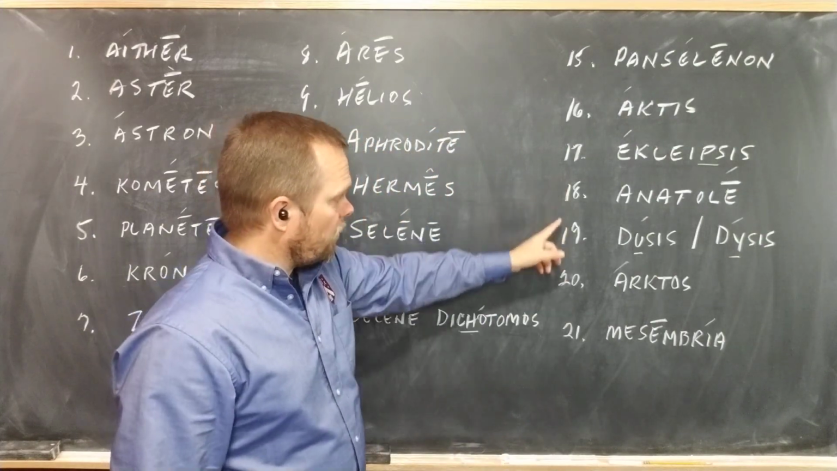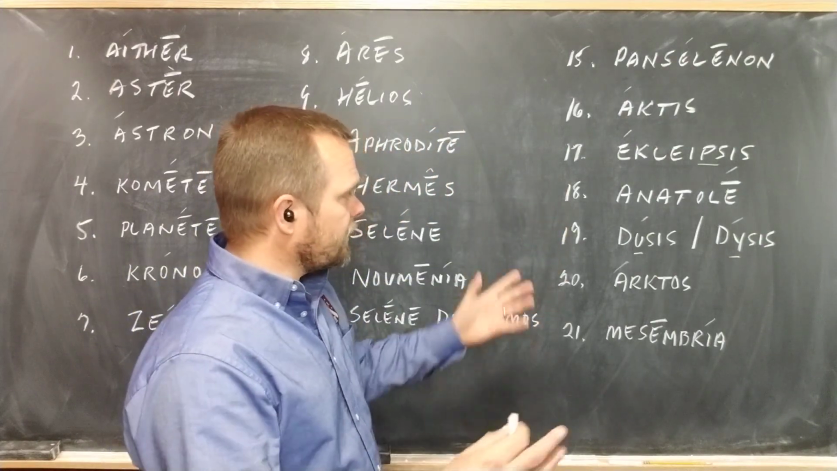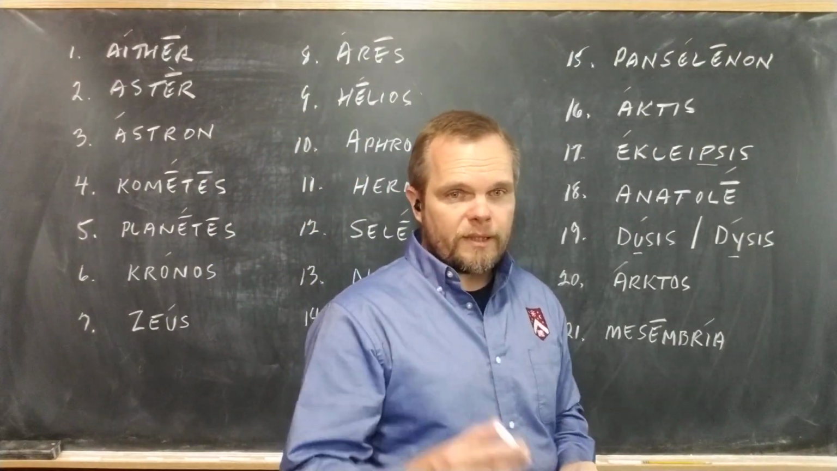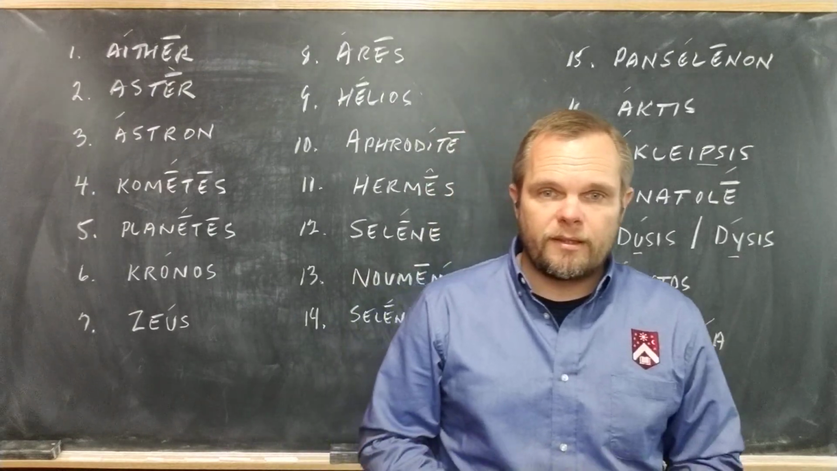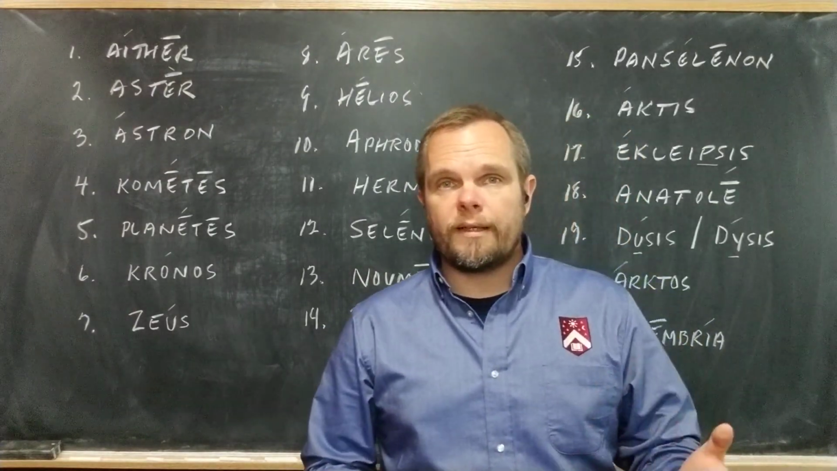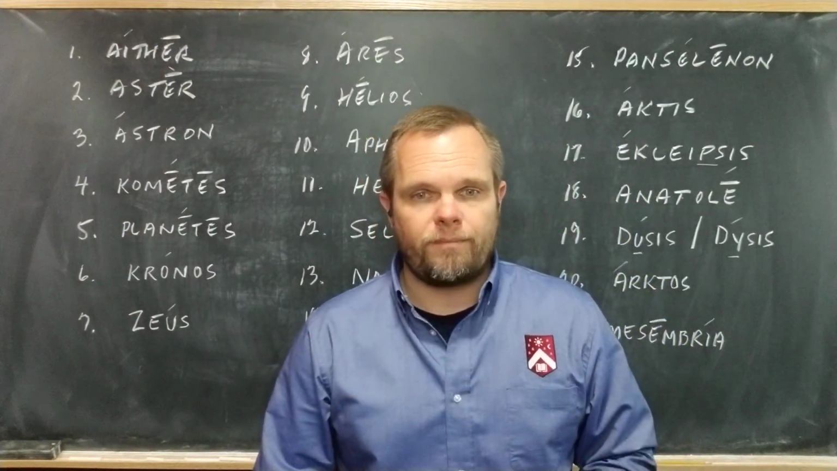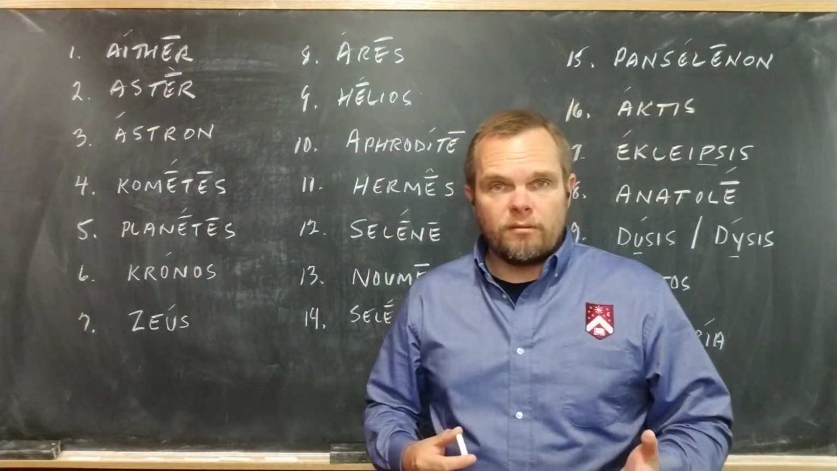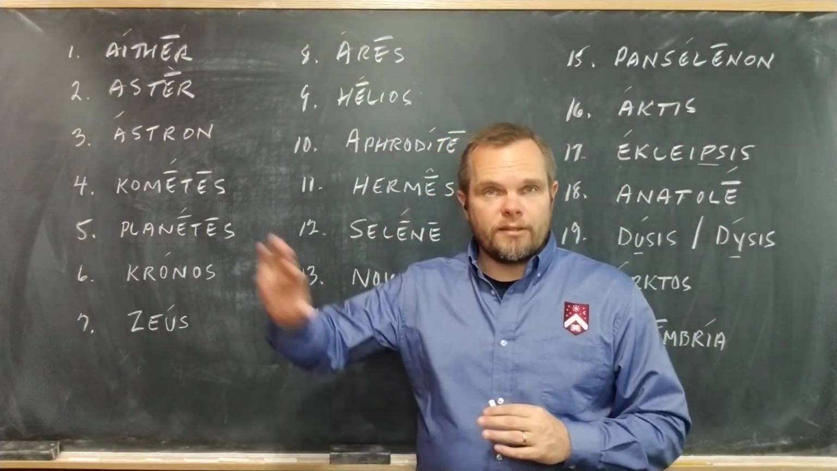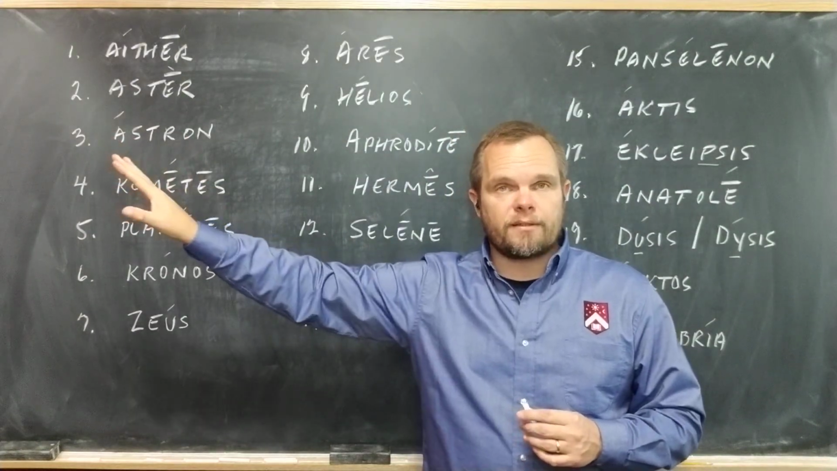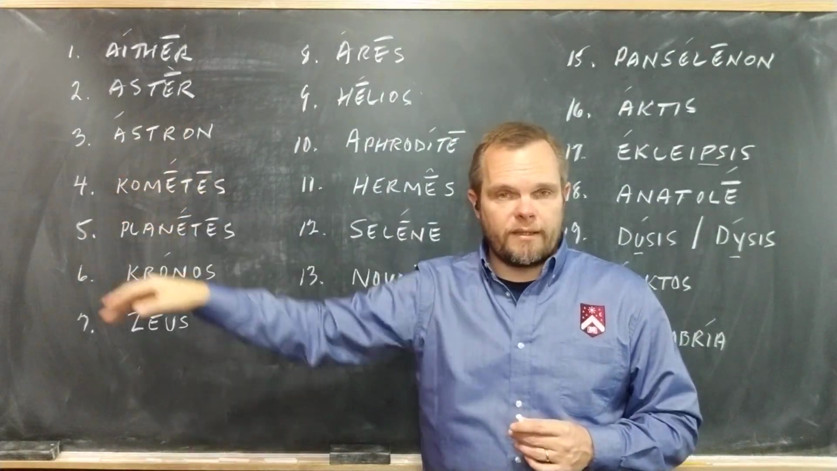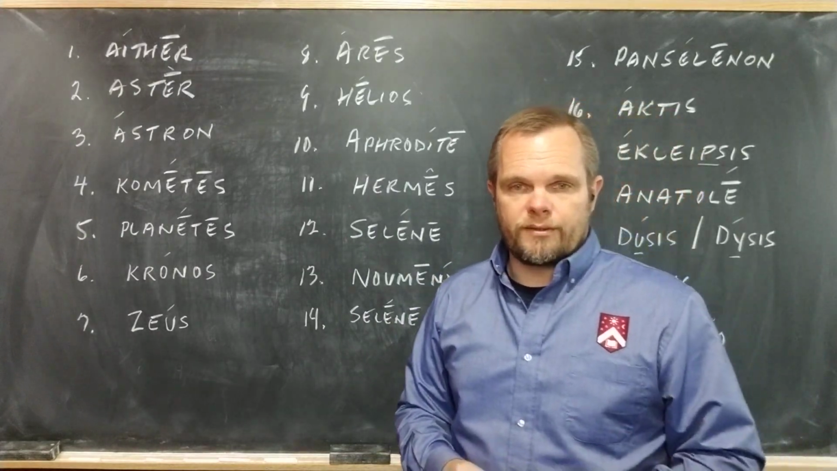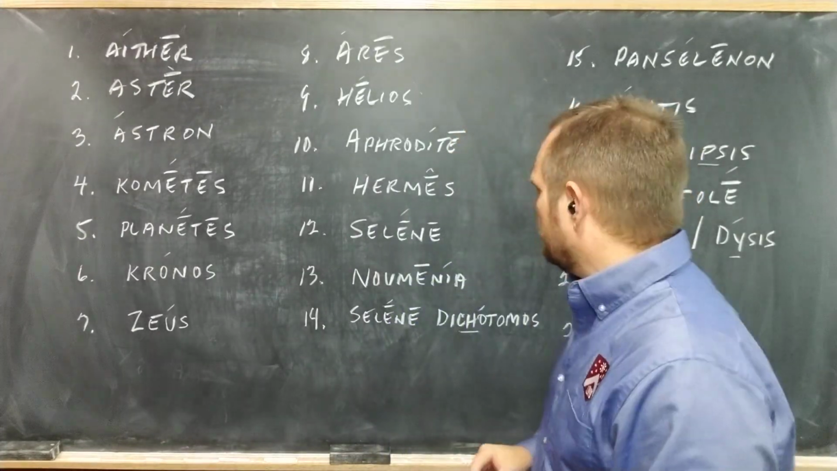The last four are the four directions on earth, or the four winds. The first is number 18, the east. The east in Latin is oriens. If you think of the word oriental, it means eastern. Something that's oriental is from the east. The Latin term is oriens. And then in Greek, we have Anatole.